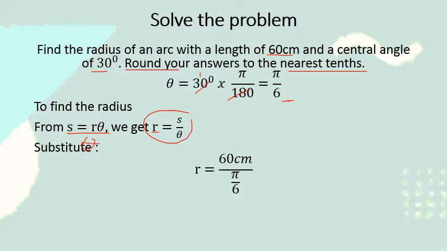So fraction yan, we can treat this as a fraction. So 60, di ba, is also a fraction? When we divide a fraction by a fraction, we take the reciprocal and proceed with multiplication. So we have 60 over 1. May imaginary 1 yan. A whole number is a fraction. And the reciprocal of pi over 6 is 6 over pi. So proceed with multiplication. We have 360 over pi.